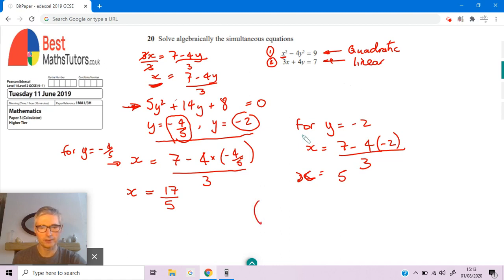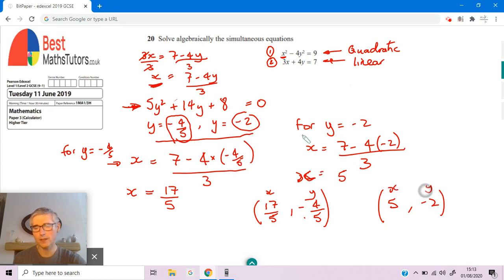So we could say one solution is 17/5 and then -4/5. And the other solution is that x is 5 and y is -2. So if we want to be careful, we could just write x is that, y is that above them, just to make it clear that that's what we're meaning in our solution.